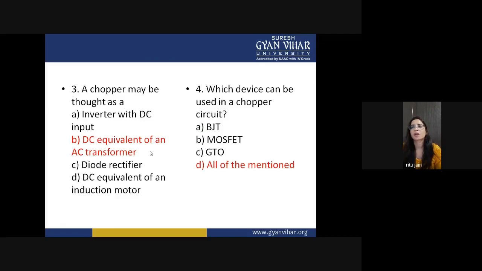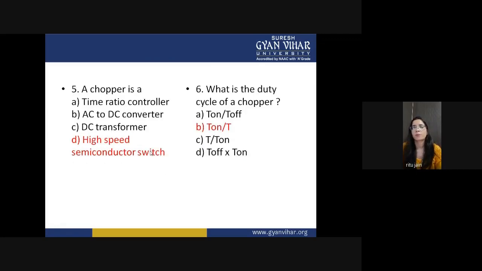Next is, which device can be used in a chopper circuit. There are a few switches which can be used in a chopper circuit, which are your BJT, MOSFET, and GTO. So these three switches can be used in a chopper. A chopper is a time ratio controller, AC to DC converter, DC transformer, and high speed semiconductor switch. So chopper is your high speed semiconductor switch.